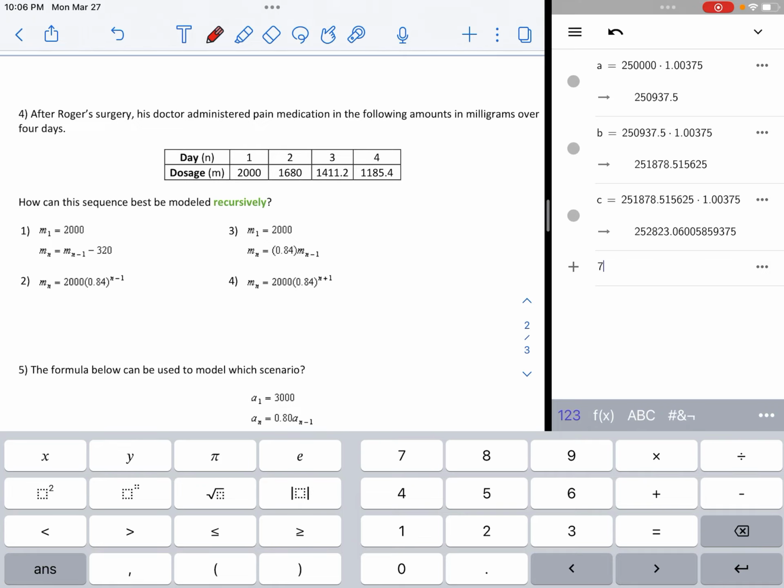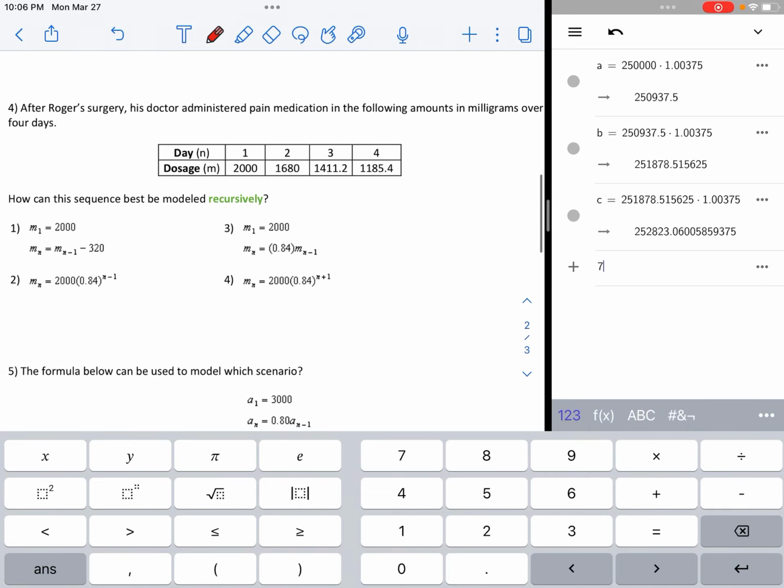Number 4, they give you days versus dosages for pain meds. Again, asking for a recursive model. Again, 2 choices aren't recursive. Choice 2 and 4 are both explicit formulas. Choices 1 and 3 both start at 2,000. The first term is 2,000. And then in choice 1, to get the next, they say you take the previous minus 320. Choice 3 says that the next is equal to 0.84 times the previous.